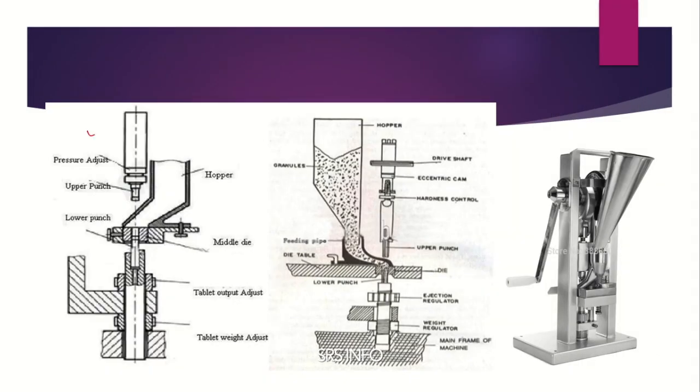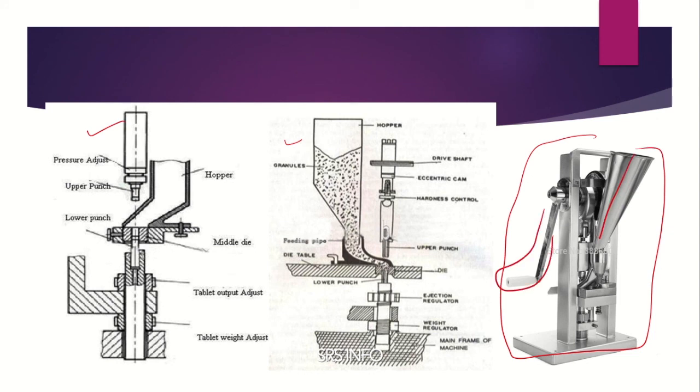I have shown you the diagram in detail. You practice it thoroughly. This is the diagram and this is the actual machine. This is the hopper, this is the hand wheel, this is the base. This is the main part: the upper punch, lower punch, die. Then these are the screws. Very, very important. Practice thoroughly how to draw this diagram, the mechanism, the parts, etc.